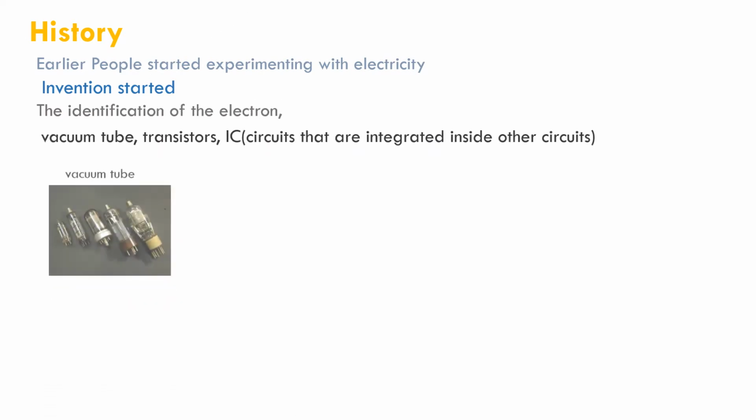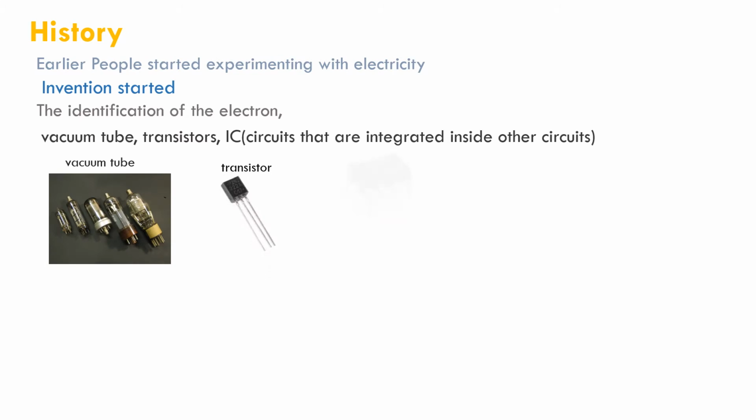If you look at the history of electronics, in earlier centuries people started experimenting with electricity and invention started right from the identification of the electron and next to vacuum tubes, transistors and ICs. Now we have chips.